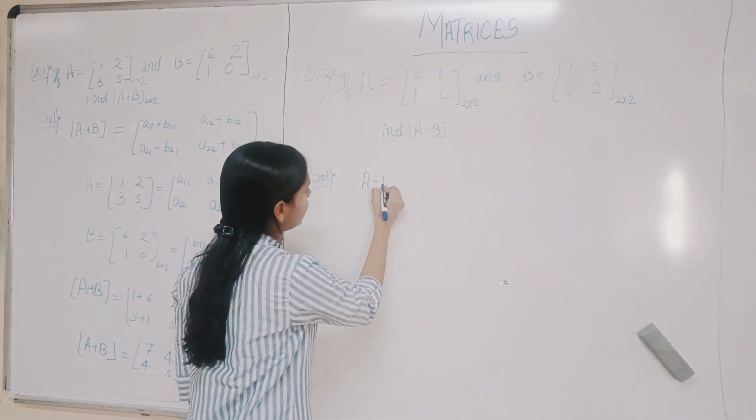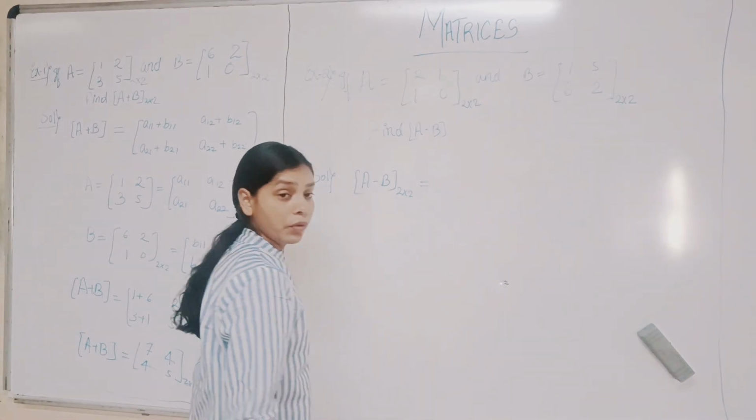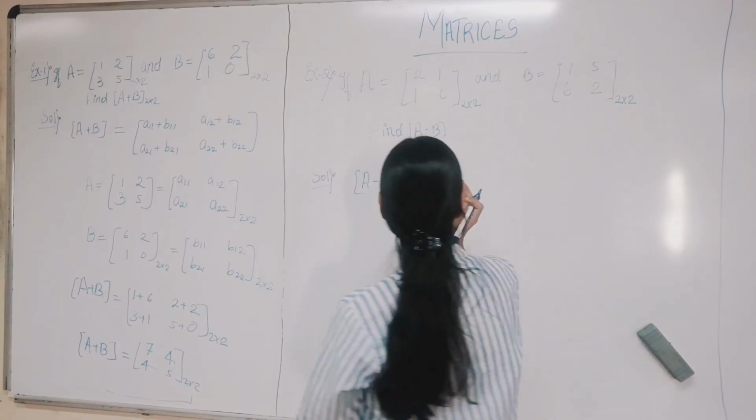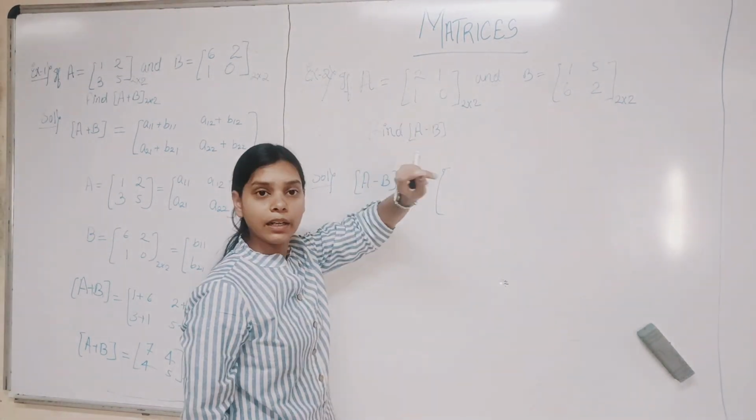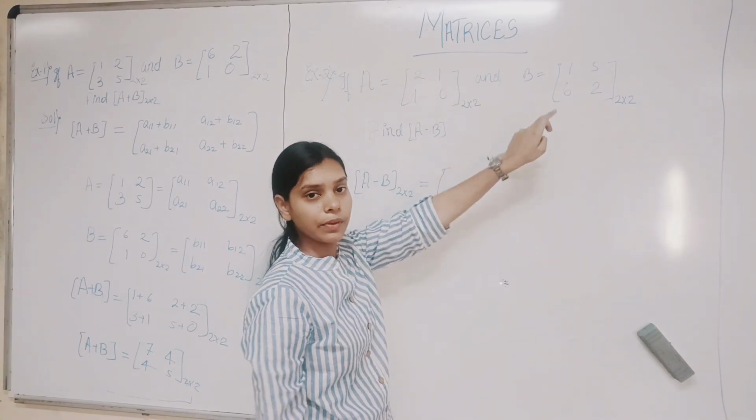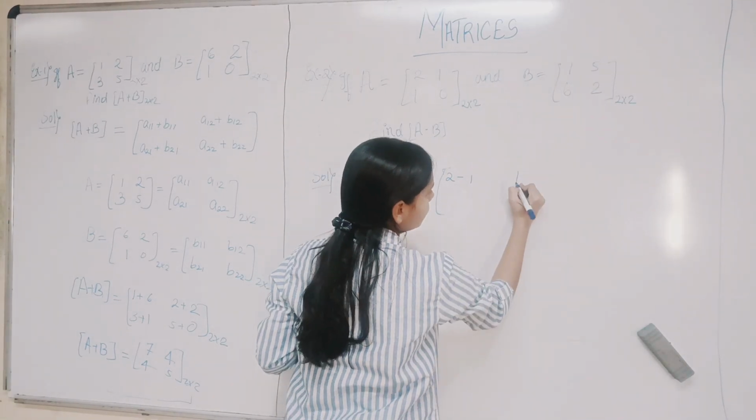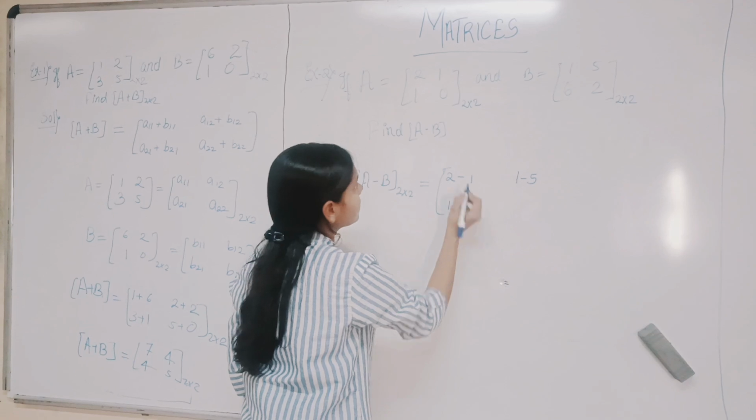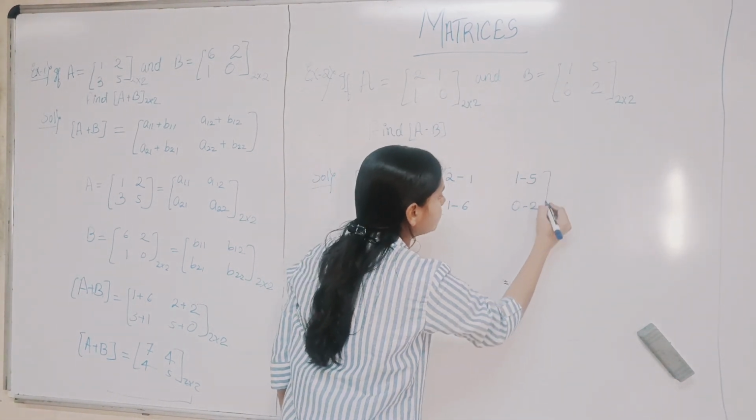Solution: A minus B, 2 cross 2, is equal to, we have to subtract like that, where we add the elements there we subtract the elements. It means the first element is subtracted by the first element of the other matrix. So 2 minus 1, 1 minus 5, 1 minus 6 and 0 minus 2.